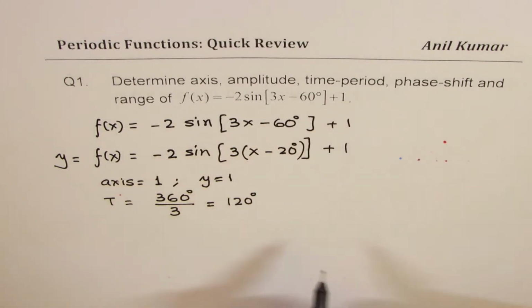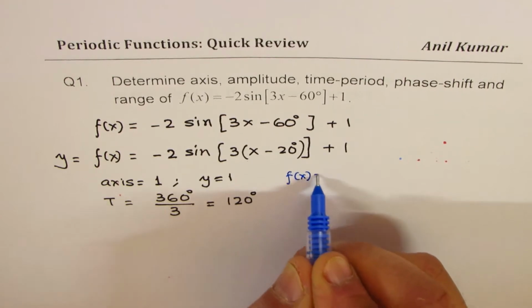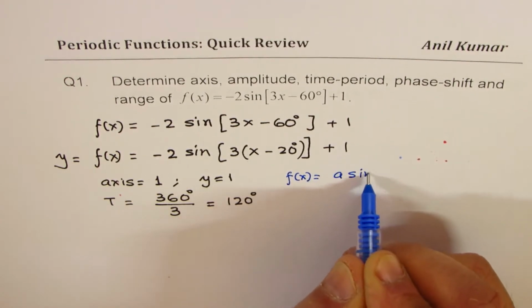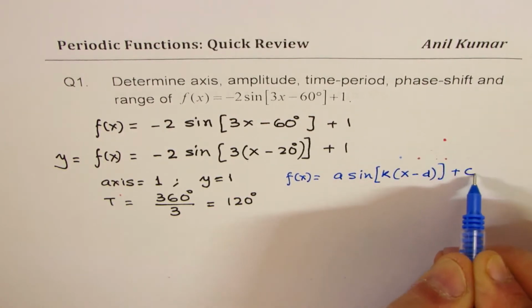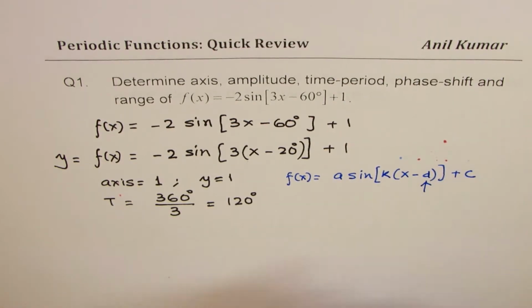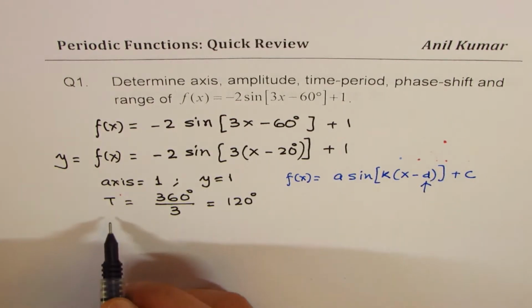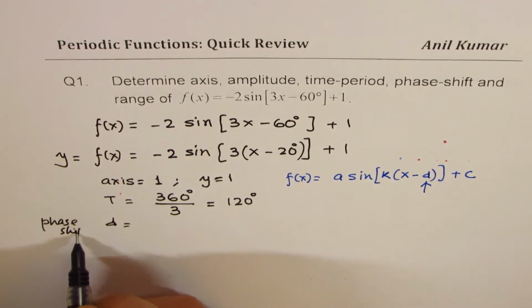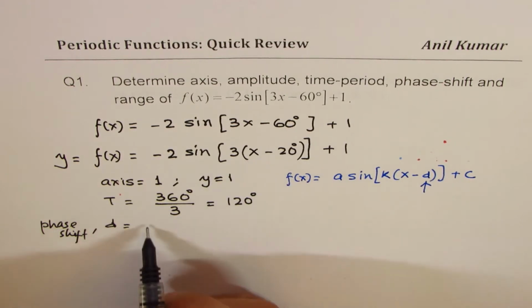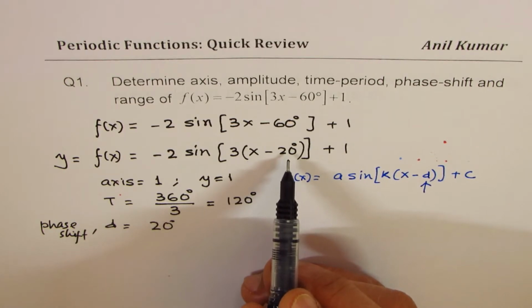Now the third thing is phase shift. Generally you will write the equation in the general form: f of x equals a sine of (kx minus d), in some books plus c. So d is the phase shift, right? This is k, 360 divided by k. Now d is the phase shift, or the phase shift is this value 20. You see that? If you do not factor, you will not get this correct answer.